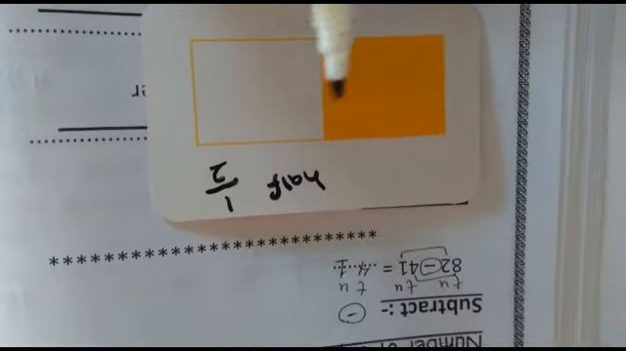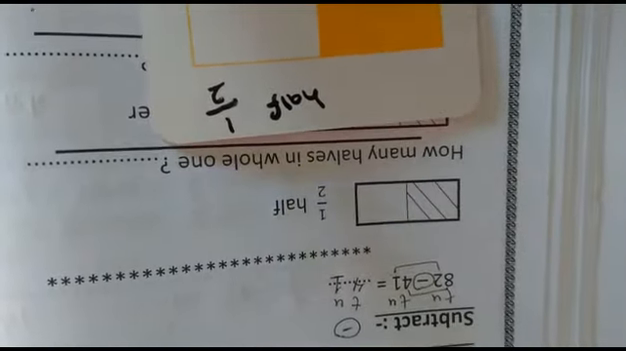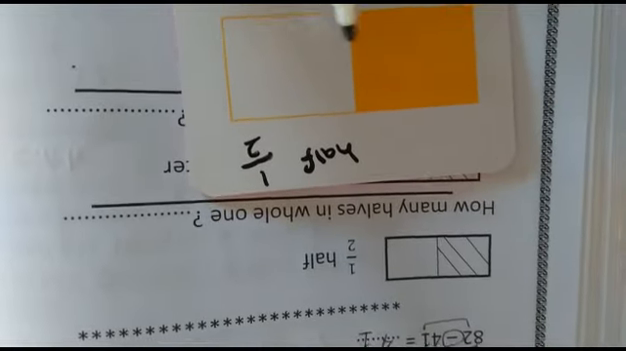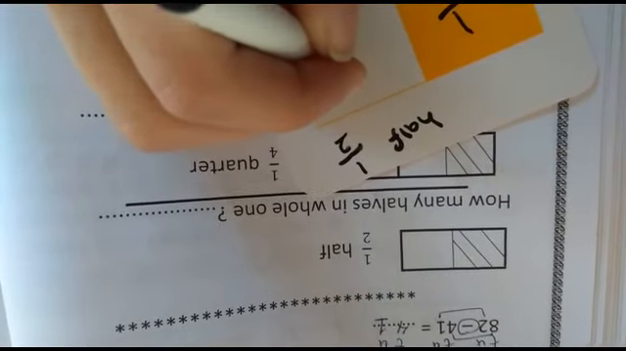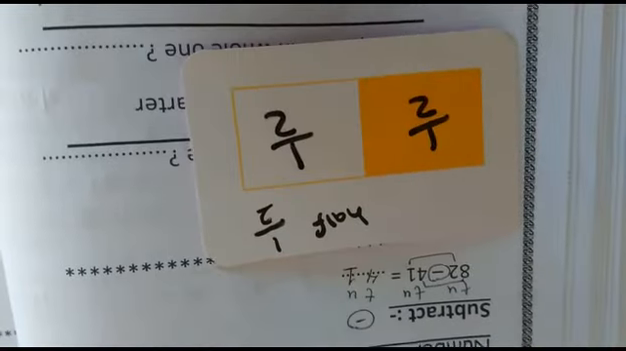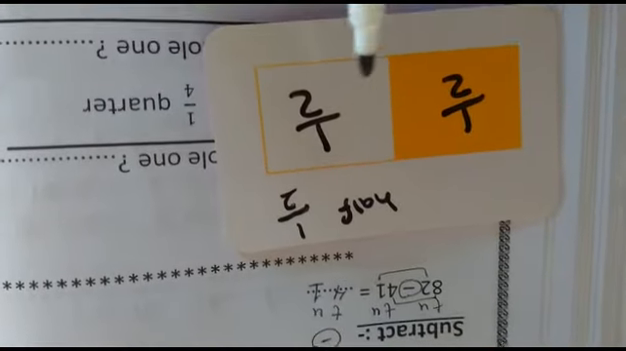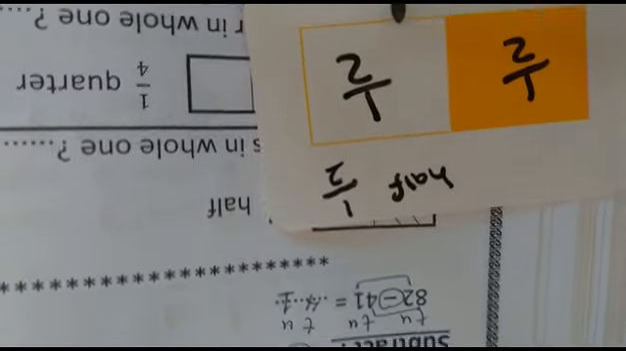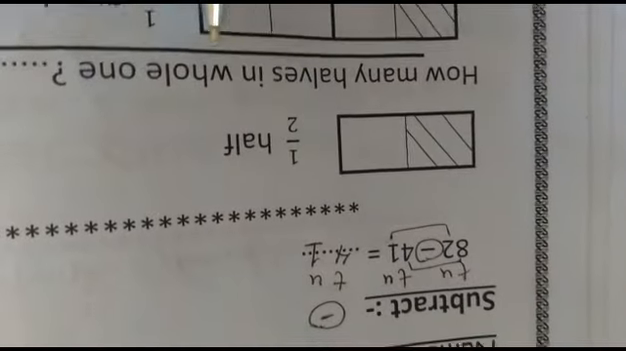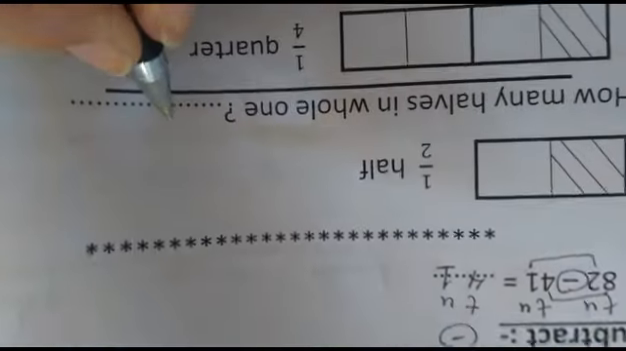Look here, Junior 1. In whole 1, how many halves? This is half, and this is also half. Now, how many halves in whole 1? 1, 2. So how many halves in whole 1? 2.